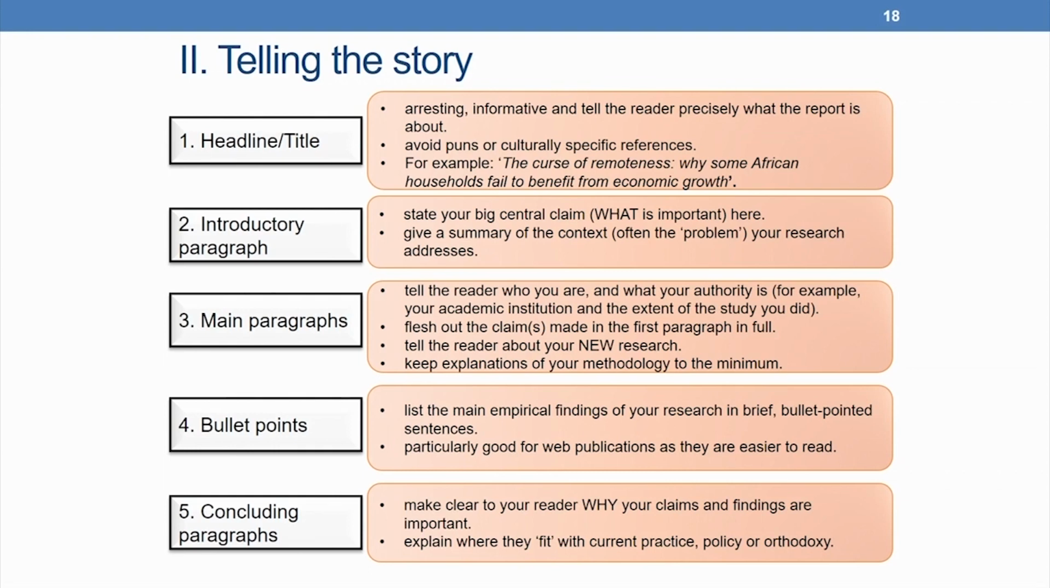Fourth is bullet points. You list the main empirical findings of your research in brief bullet-pointed sentences, particularly good for web publications as they are easier to read. And finally, the concluding paragraphs. You make clear to your reader why the claims and findings you are making are important, and explain where they fit with current practice, policy or orthodoxy.